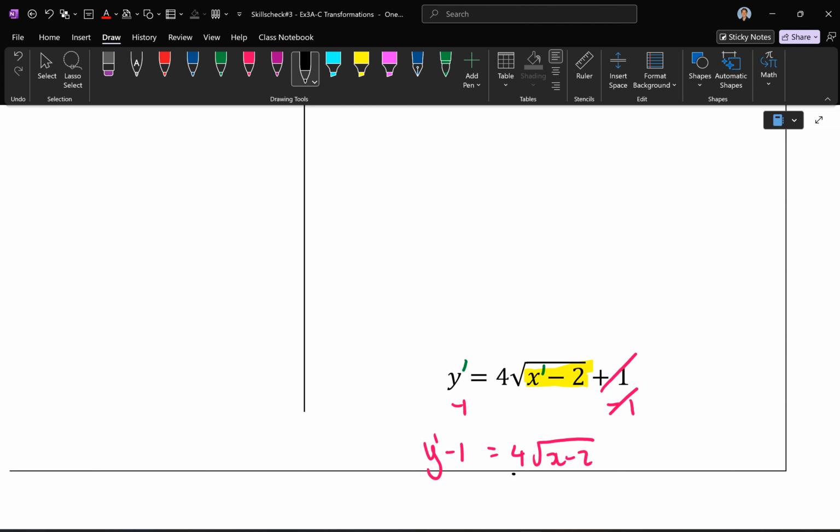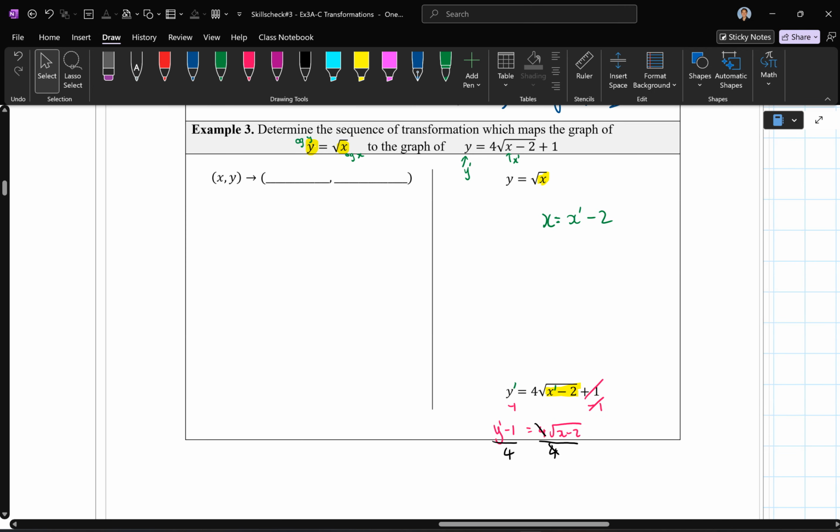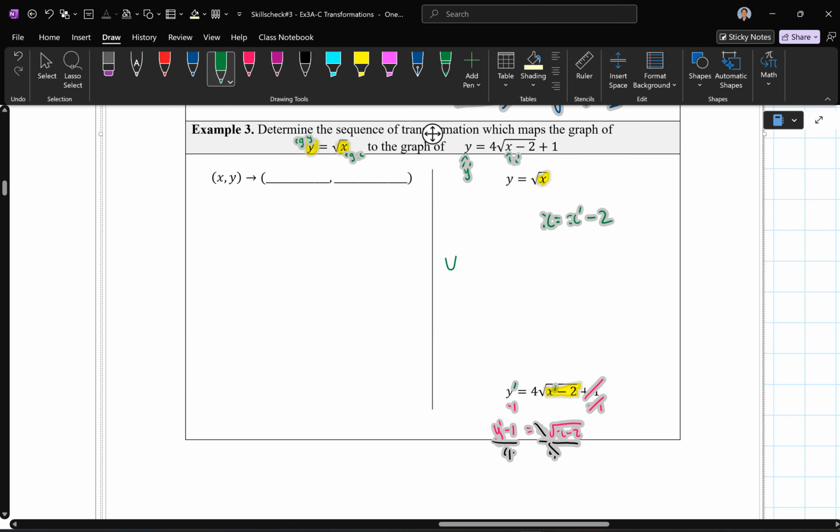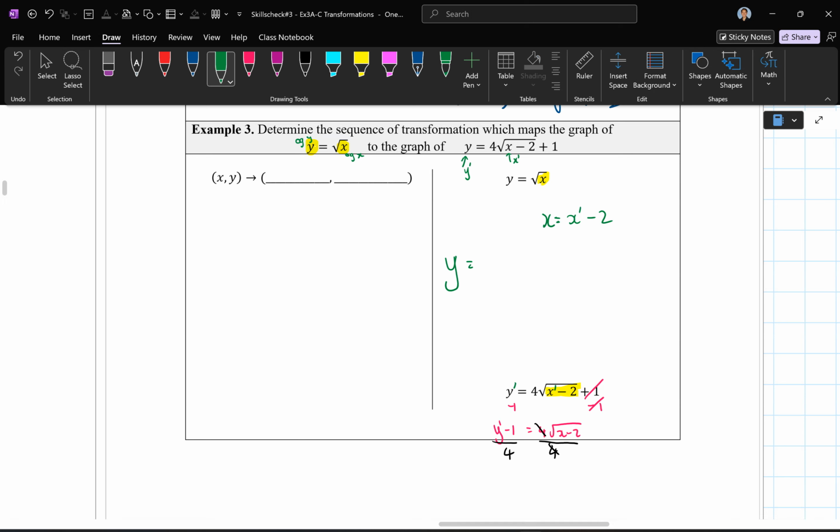And I need to get rid of that 4. Divide both sides by 4. This must be the transformation involving the Y coordinates. So now I pull it back up. I zoom up and say, that means original Y must have been replaced. This must have been replaced by Y dash minus 1 on 4. Can you see what I'm doing there?